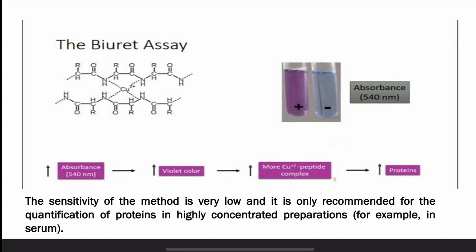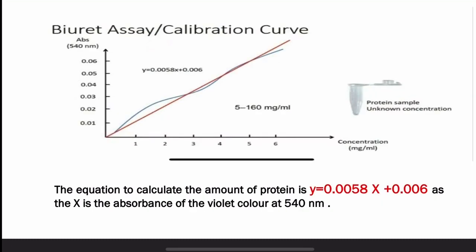The sensitivity of this method is very low, and it is only recommended for quantification of protein in highly concentrated preparations, for example in serum. We use a Biuret assay calibration curve for calculation of the amount of the protein. من خلال الكيرف دوت أنا قدرت أطلع equation أحسب منها the protein concentration in the sample. الإيكويشن واضحة قدامنا في السلايد as إن ال Y هي ال protein concentration of the sample, X is the absorbance at 540 nanometer.